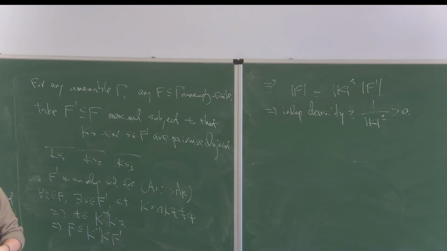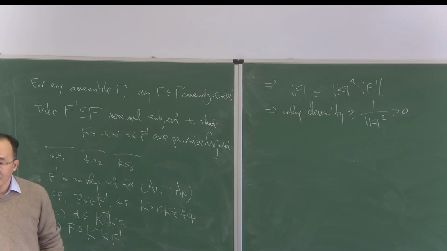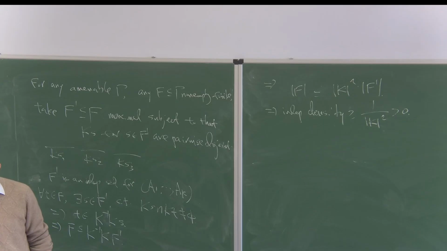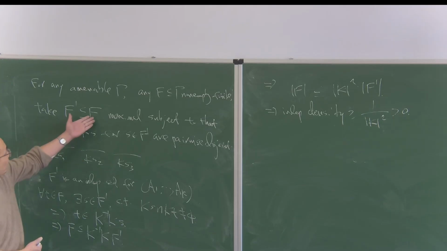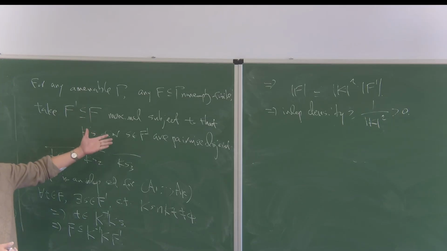Questions? I don't see why we can take f prime such that the ks are pairwise disjoint. Why we want to do that, or why we can do it? Why we can do it? This is just a finite set. Just keep adding to it.